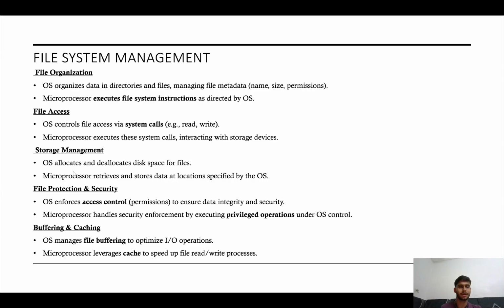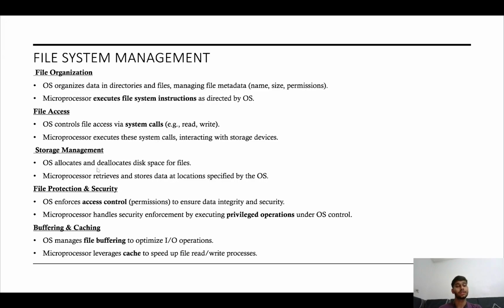File system management. File organization. The OS organizes data in directories and files, managing file metadata, that is different types of data. The microprocessor executes file system instructions as directed by the operating system. File access. The OS controls file access via system calls, that is read operation, write operation. The microprocessor executes these system calls, interacting with the storage devices.